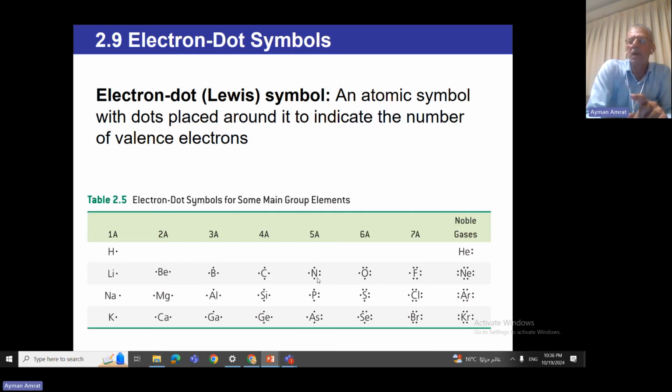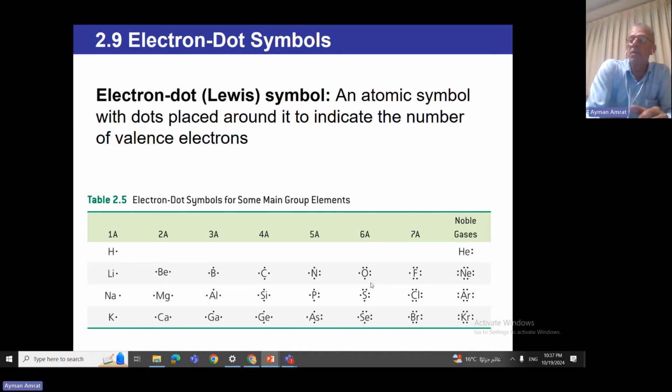Now start with nitrogen. After 4 electrons, put the 5th electron in a pair. In nitrogen there is 1 pair of electrons and 3 unpaired electrons. For oxygen, after 4 electrons, the 5th electron should be paired and the 6th electron should be paired. So oxygen has 2 electron pairs and 2 unpaired electrons.